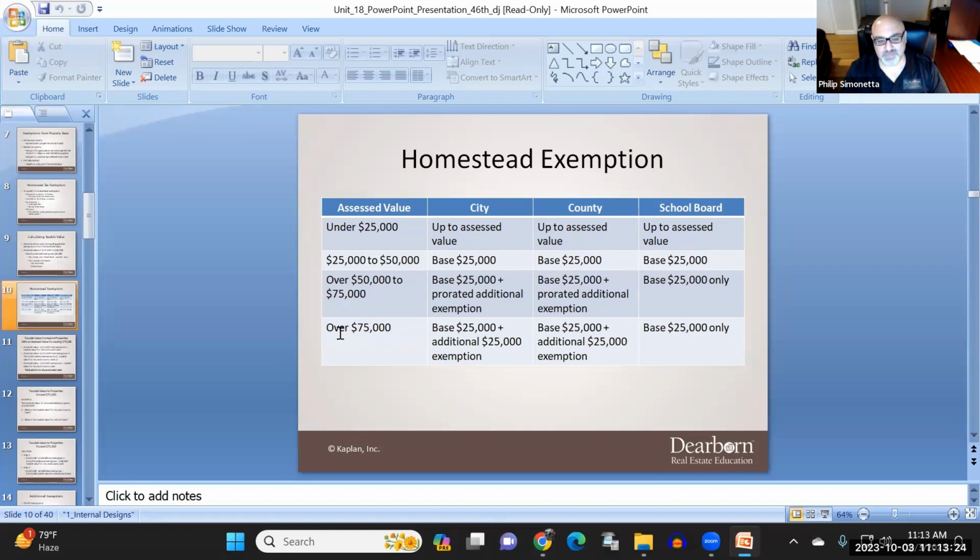Now, if the property is over 75,000, and this is like everything, really. Very few things are here. So over 75,000, as long as it's assessed over 75,000, you get the base 25 and an additional 25 exemption for city, the base 25 and an additional 25 for county. And remember, school is base 25,000 only. It can't be more than that on these homestead exemptions. So if anything's over 75,000, it's 50, 50, 25. Okay.